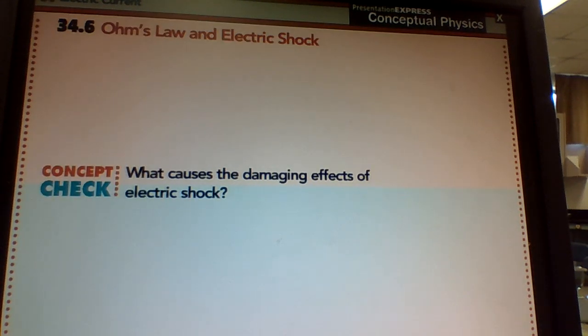What causes the damaging effects of electric shock? Again, it's not the voltage so much or the resistance, it's the current. How much current begins passing through your body.